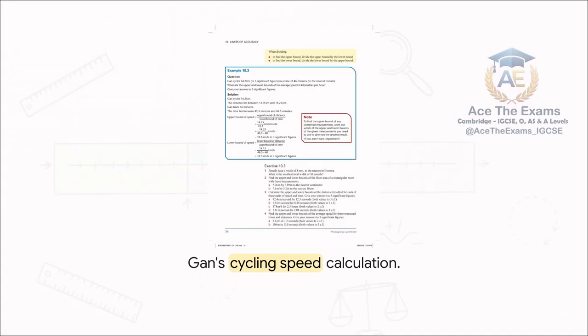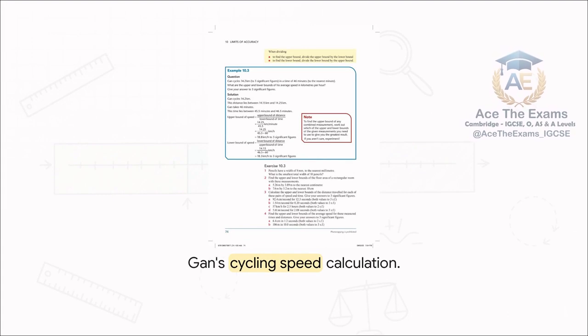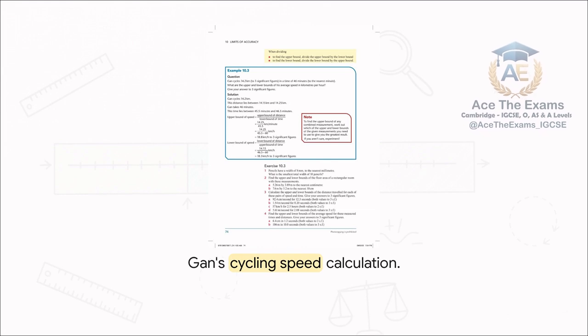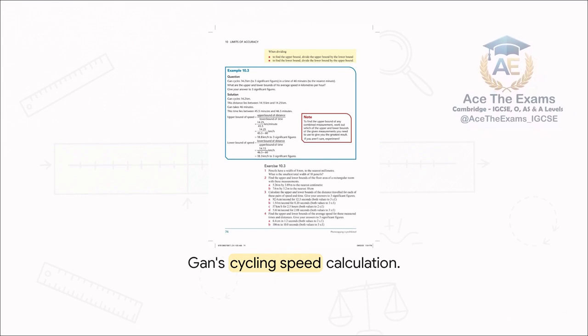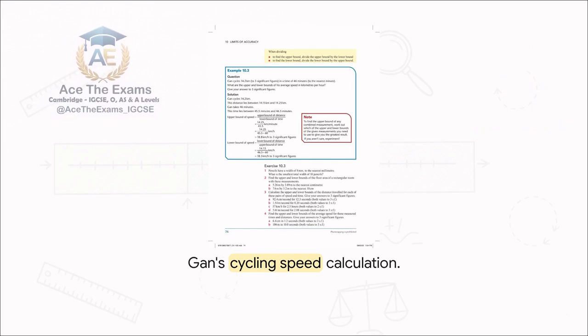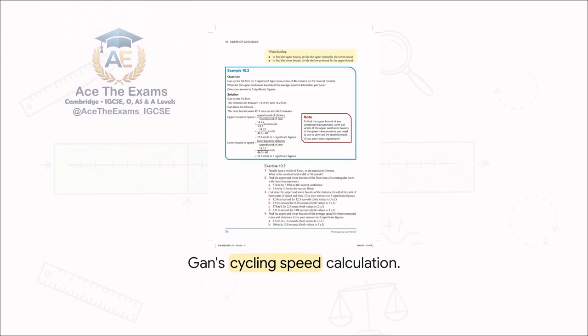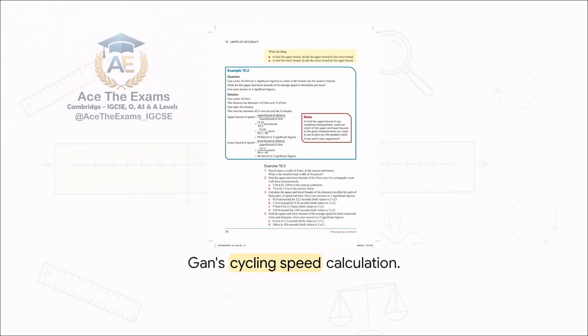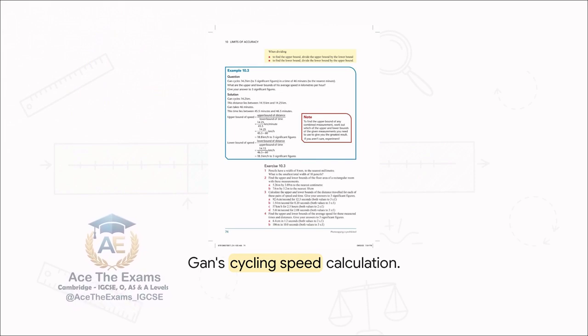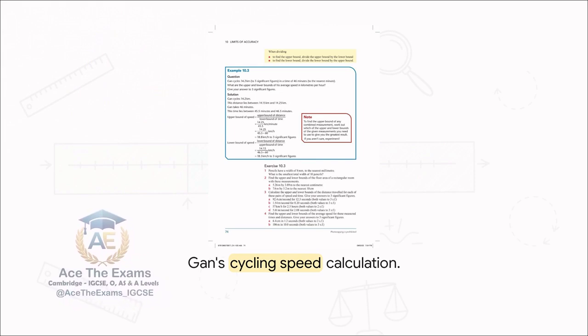This cycling problem brilliantly shows the division rule in action. Look at example 10.3. Gan cycles 14.2 kilometers in 46 minutes. We know speed is distance divided by time. To find his absolute maximum possible speed, we take his maximum possible distance, the upper bound of 14.25 kilometers, and divide it by his minimum possible time, the lower bound of 45.5 minutes. Maximum distance in minimum time gives us his maximum speed.